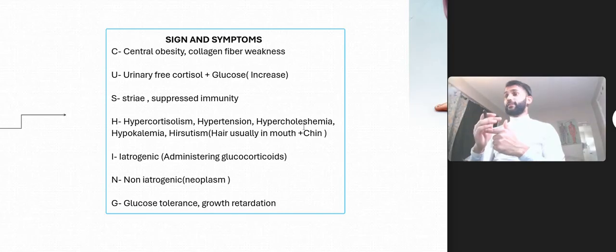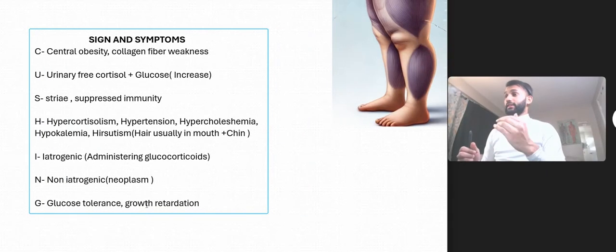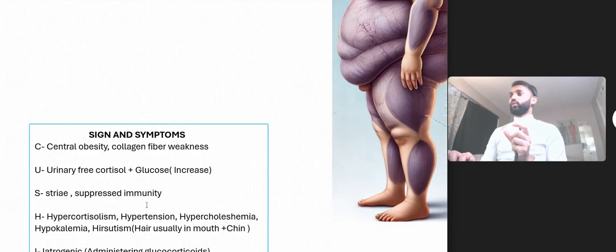Central obesity, collagen fiber weakness, urinary free cortisol, glucose, striation, hypercortisolism, iatrogenic, non-iatrogenic, glucose tolerance, and so on. But that's kind of a lot to memorize. So what I will say is pay attention to some of the signs and symptoms, which is really common, as well as it's tested more in the NCLEX. So we'll work on that.